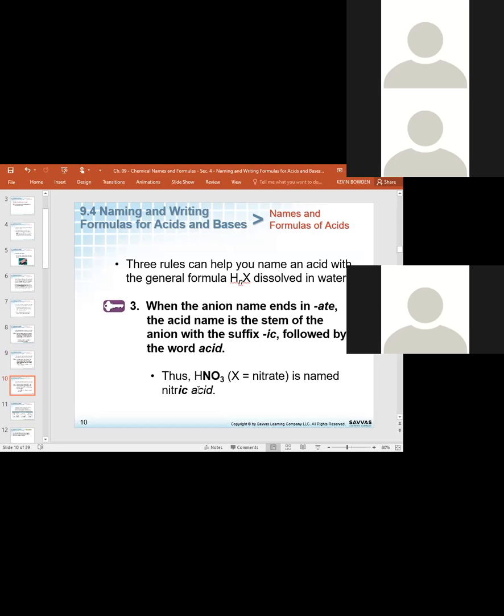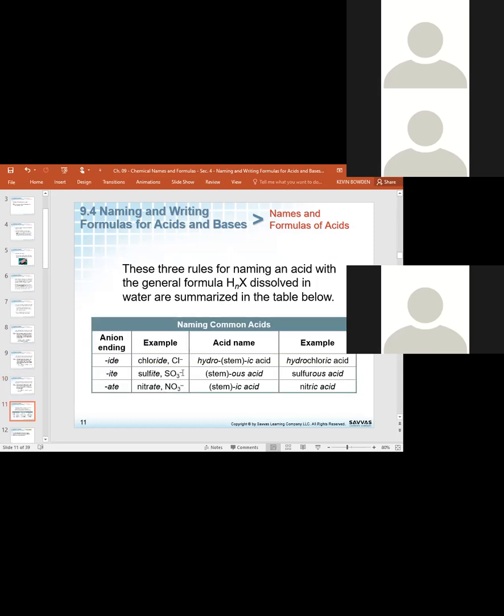And then if it is ic acid, then you need to know, is there a hydro in front or not? So for instance, hydrochloric acid and chloric acid both have hydrogen. They both have chlorine. But chloric acid, the anion is chlorate, which has three oxygens, and you'll learn that later. So once again, to review, you have your hydrochloric acid, your sulfurous acid, and your nitric acid.